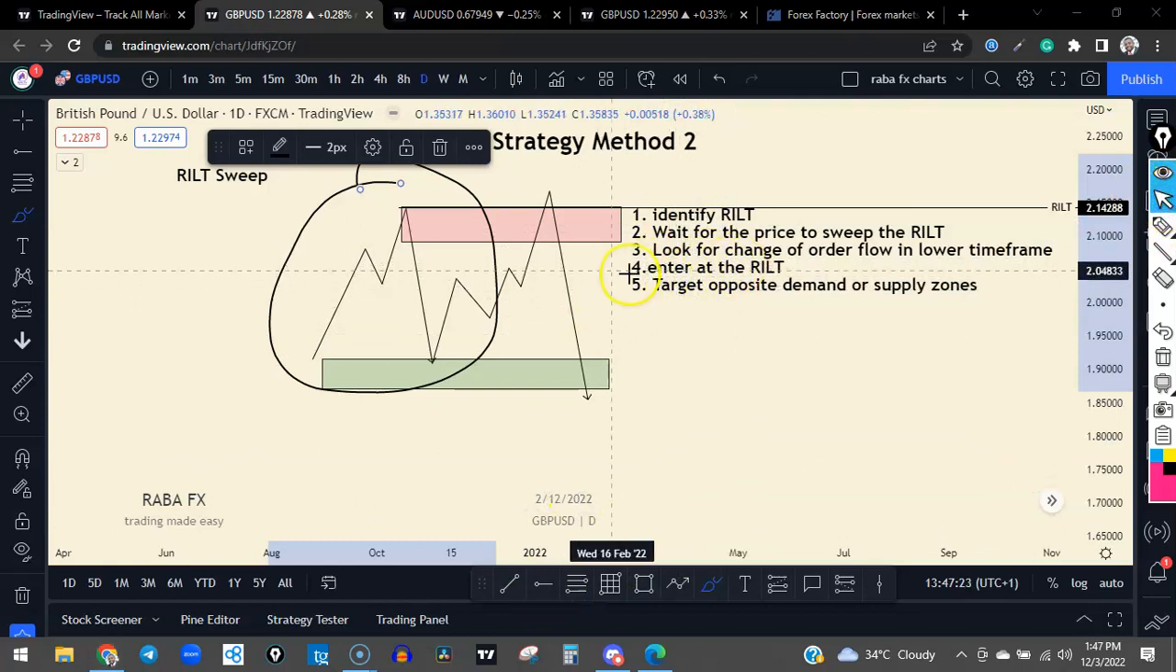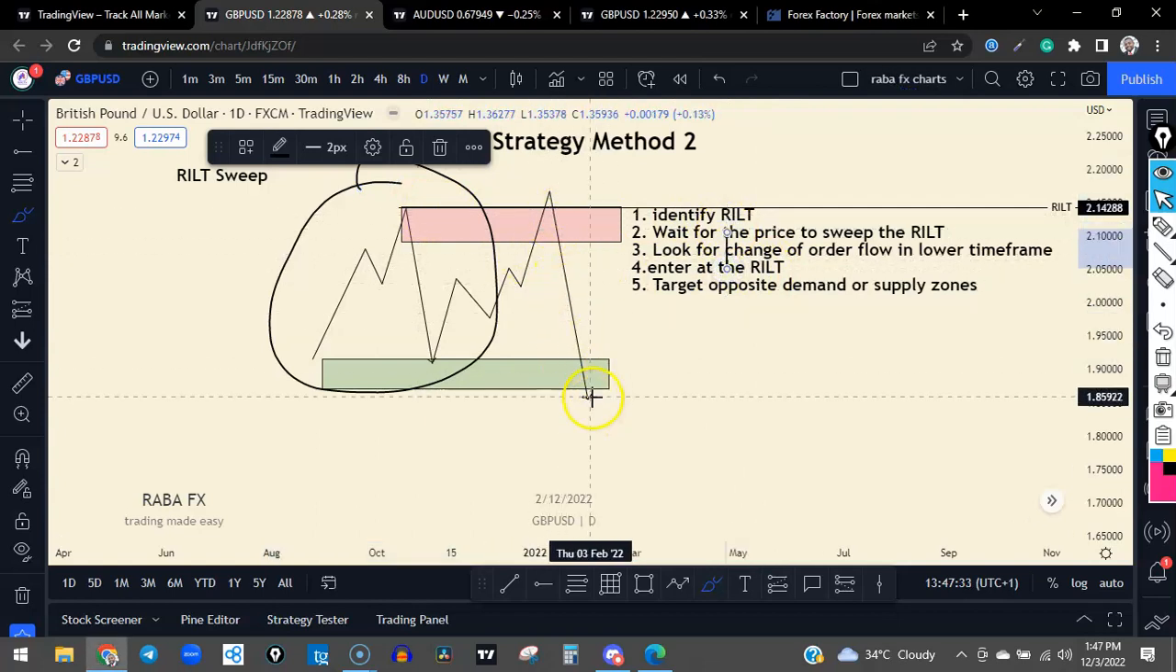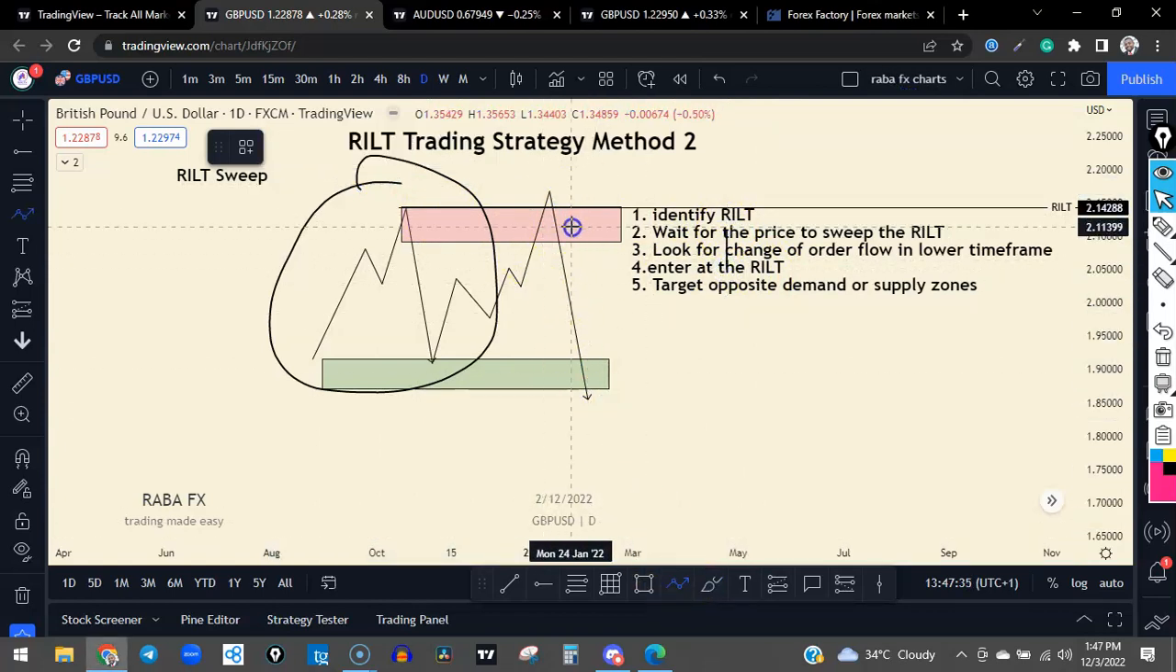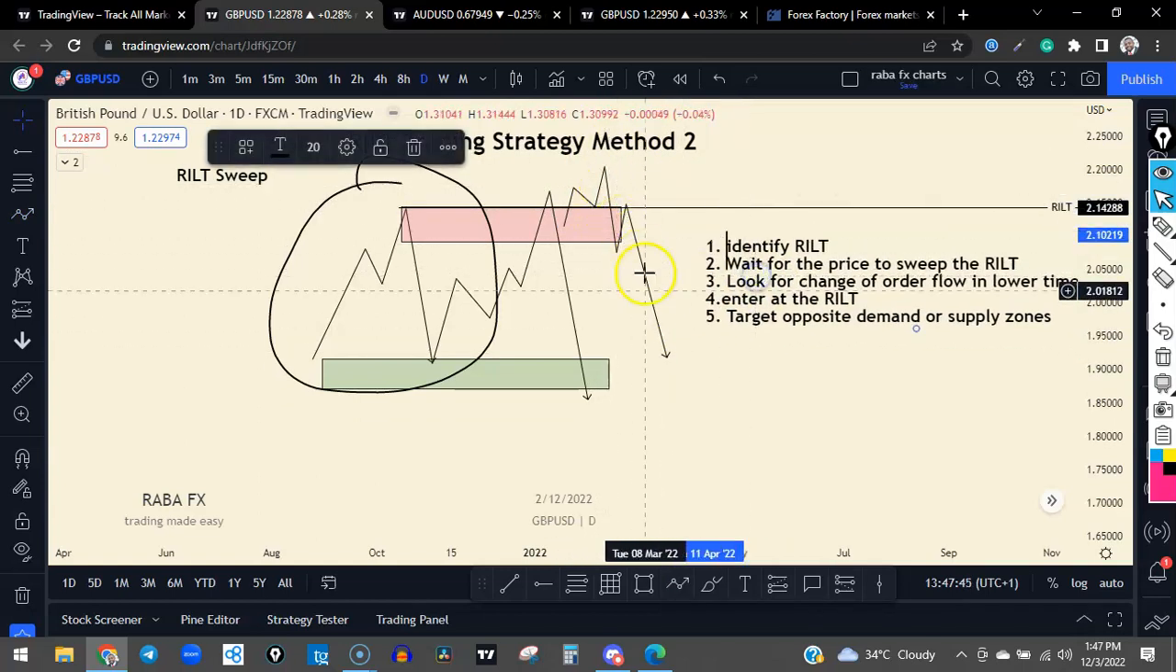Then you enter. Once you see that change of order flow, you enter at the R.I.L.T line. This is the R.I.L.T line. What I mean is this. In the lower time frame, once you see your chalk, when price comes back to this R.I.L.T, you can enter with stop loss above and then take your trade to the downside. So where are you going to take your profit?